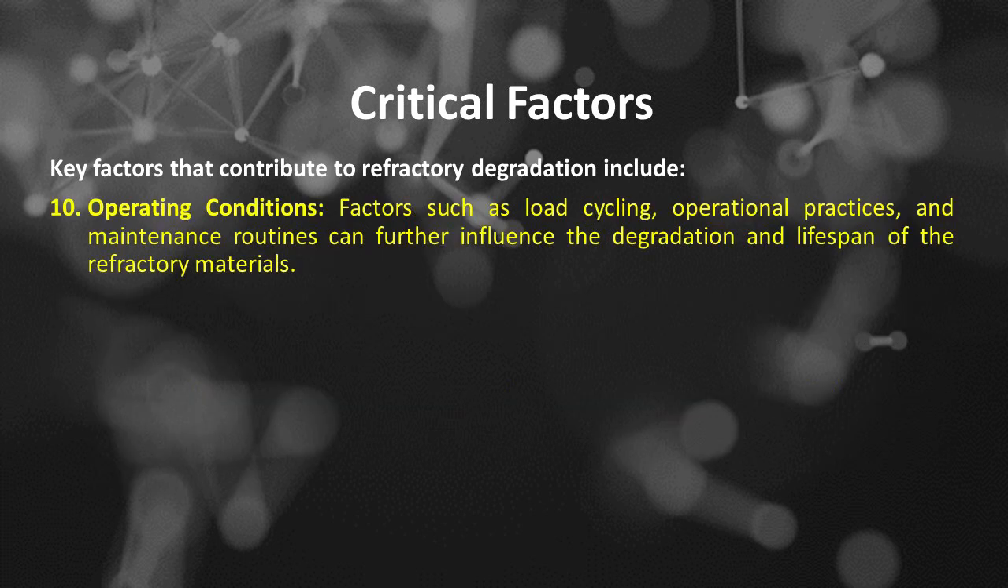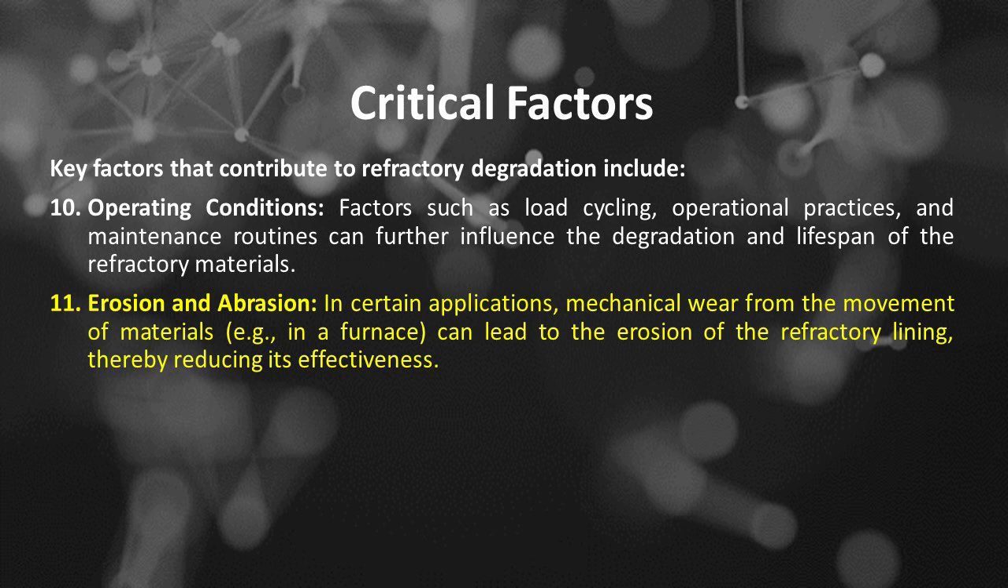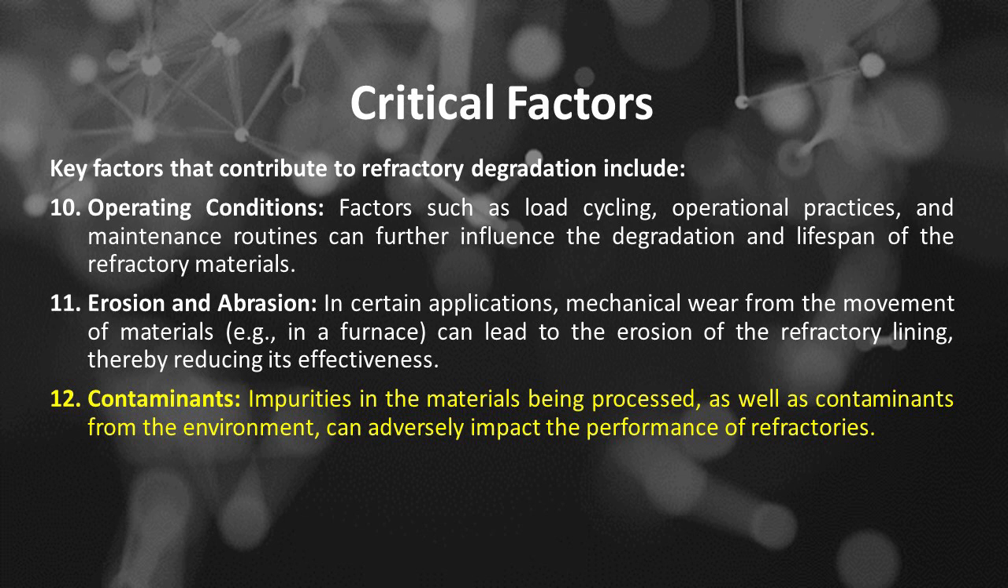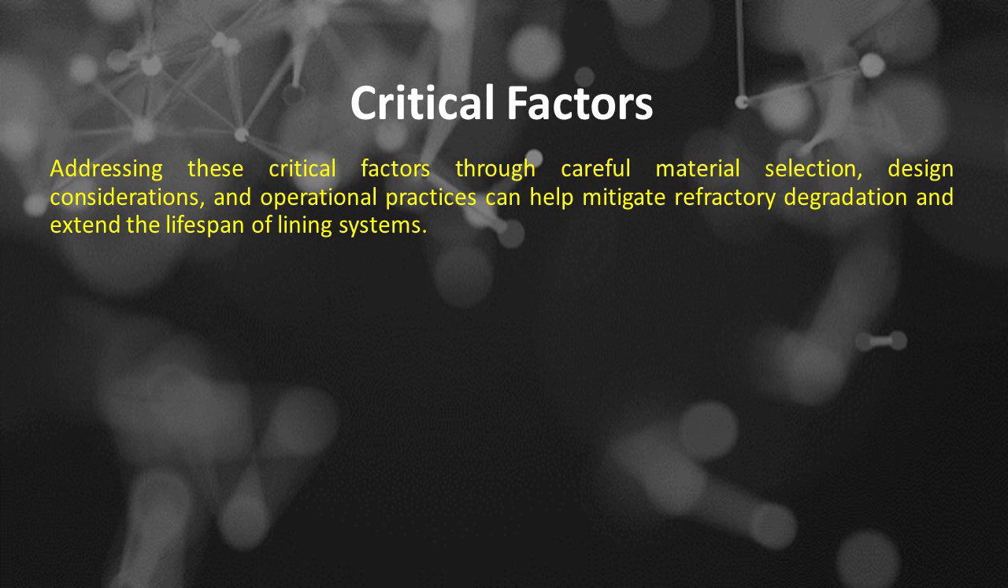Number 10 is operating conditions. Factors such as load cycling, operational practices, and maintenance routines can further influence the degradation and lifespan of the refractory materials. Number 11 is erosion and abrasion. In certain applications, mechanical wear from the movement of materials, e.g., in a furnace, can lead to the erosion of the refractory lining, thereby reducing its effectiveness. Number 12 is contaminants. Impurities in the materials being processed, as well as contaminants from the environment, can adversely impact the performance of refractories. Addressing these critical factors through careful material selection, design considerations, and operational practices can help mitigate refractory degradation and extend the lifespan of lining systems.